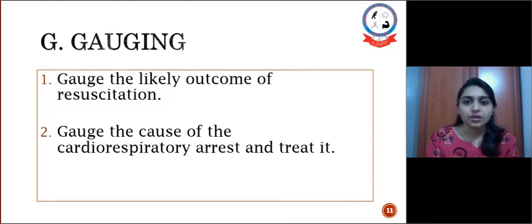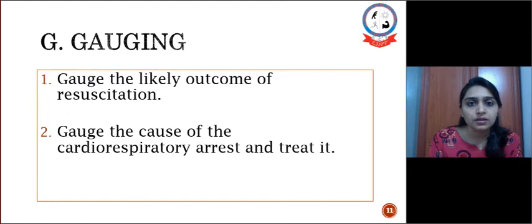If we find that the patient is now stable, then that is not the end. We need to find out first what was the cause of that cardiac arrest, and we need to treat it first, so that again we may not come across such an attack.